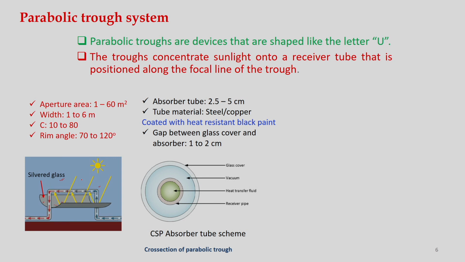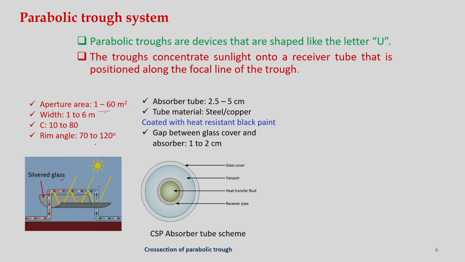Now, if we talk about this aperture area, normally it varies from 1 to 60 square meters. It is a very large area and the width is 1 to 6 meters. So, this width is about 1 to 6 meters and the concentration ratio varies from 10 to 80, and the rim angle which we have defined varies from 70 to 120.